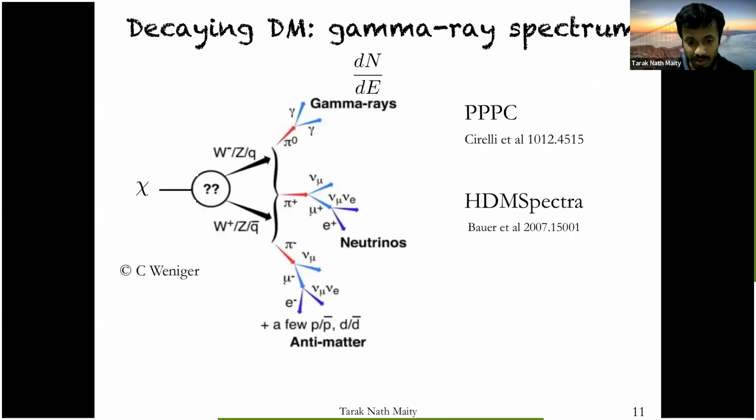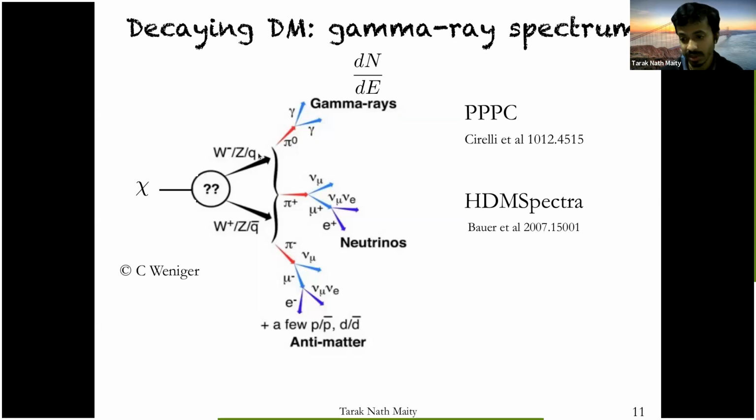So let's say chi is the dark matter, which is decaying to any 2-body standard model state. Let's say it is decaying to 2 quarks. The underlying particle physics model depends on what kind of model you are writing down here. I would not be talking about any particular model; rather, I'll be taking a model-independent approach. What I'll be saying is, let's say chi is the dark matter, which is decaying to any of these 2 standard model states. Let's say this is decaying to 2 quarks.